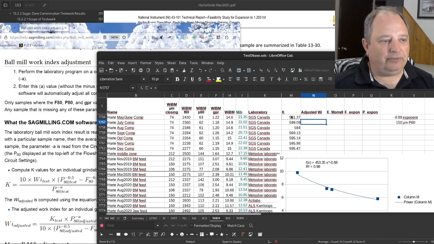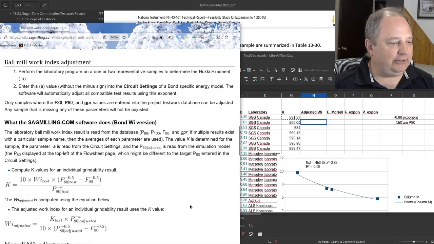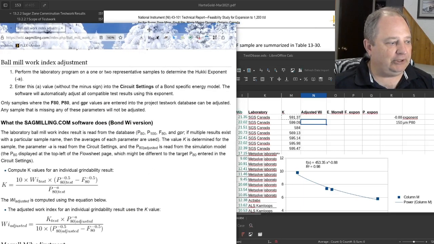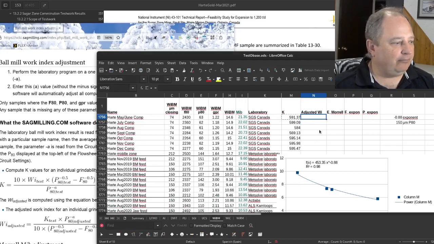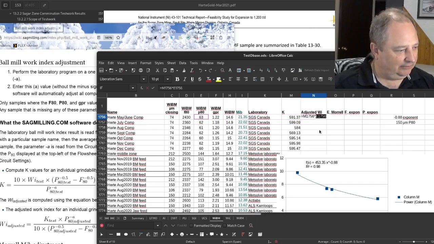Okay, so we've got a series of these K values, these coefficients. We can now use the other equation from Josephson's paper to do the adjustment of the work index. So what would this work index look like if it had been at a 150 micron P80? So again, this is going to be a synthetic work index with this correction on it. So the value of K times the P80 of the test. Nope, this is the P80 adjusted. So we want P80 adjusted is there.